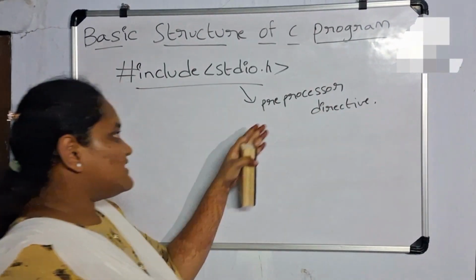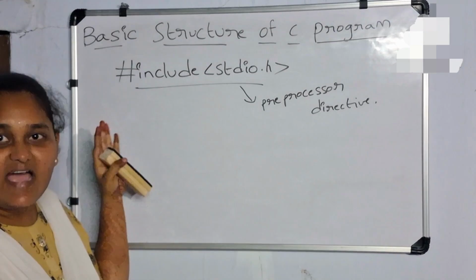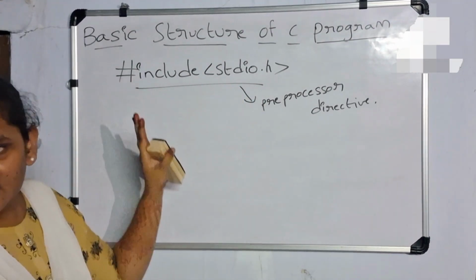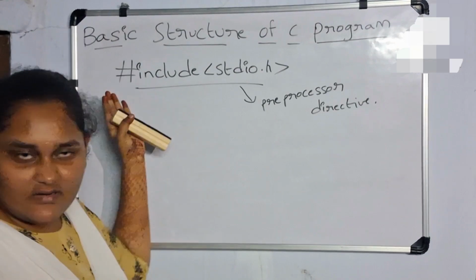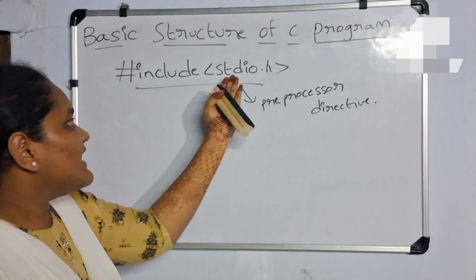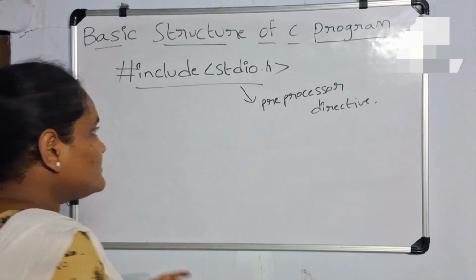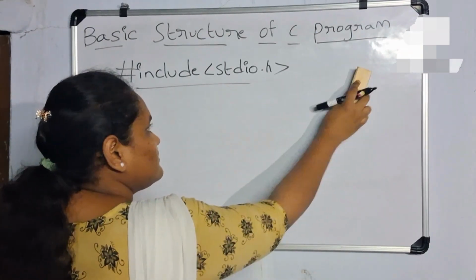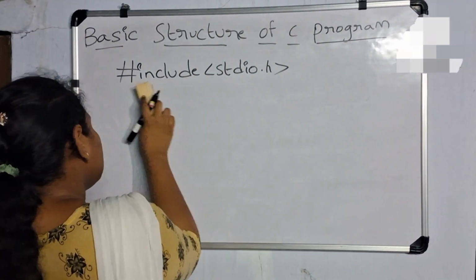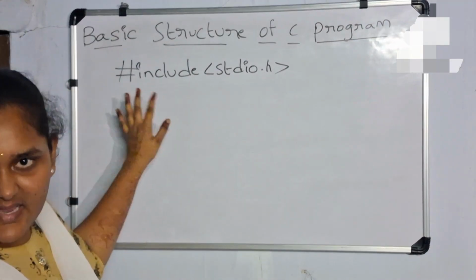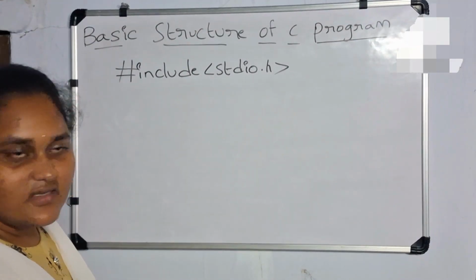All preprocessor directives start with hash include. I'll explain what this line means and why we have to include this stdio.h at the end of the video. So keep it in mind that every C program should start with this line, this header file.